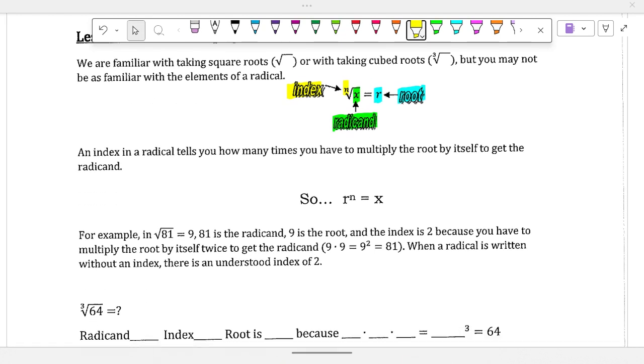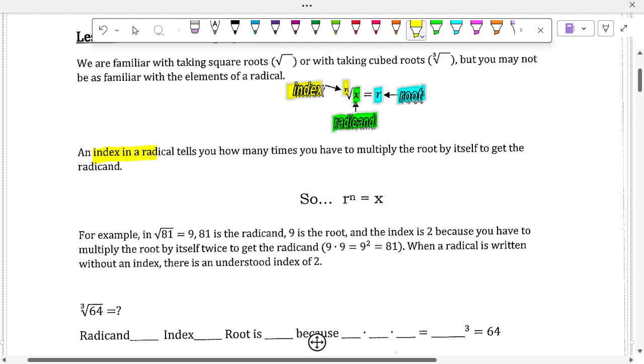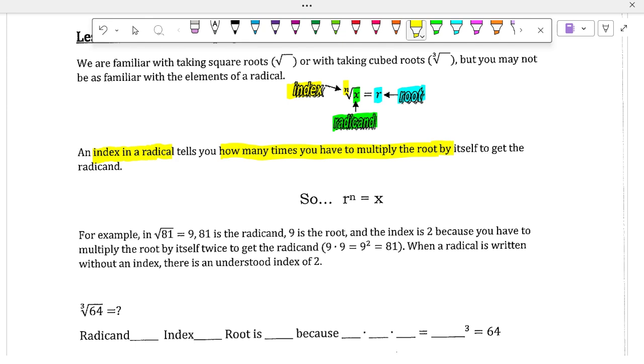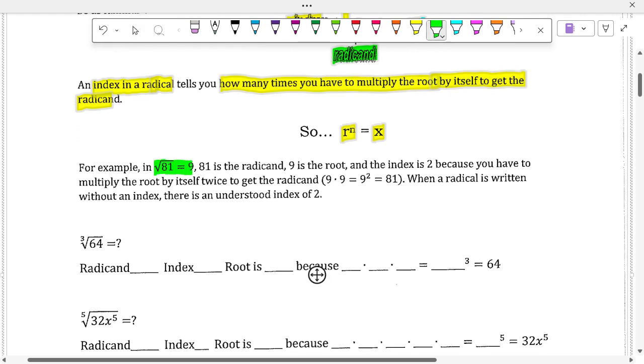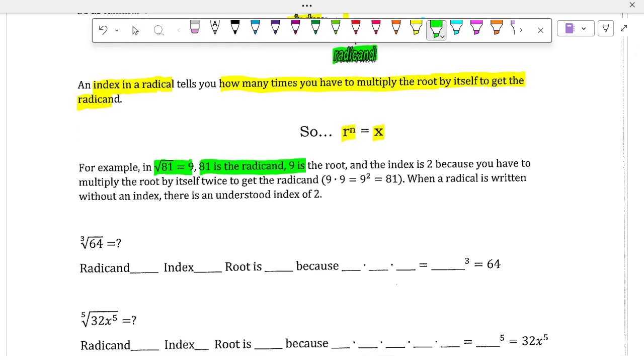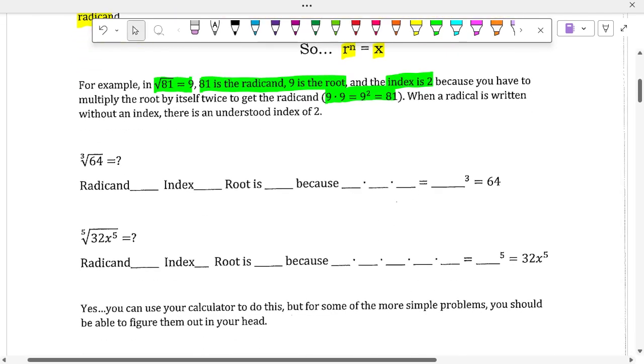Now, your index in the radical tells you how many times you have to multiply the root by itself to get the radicand. So r to the n power gives you x. For example, the square root of 81 is 9: 81 is the radicand, 9 is the root, and the index is 2. Thus, you would have to do 9 times 9, which is 9 squared, which is equal to 81. So let's do a couple of examples like that.